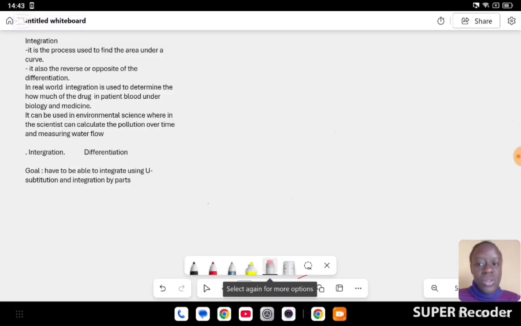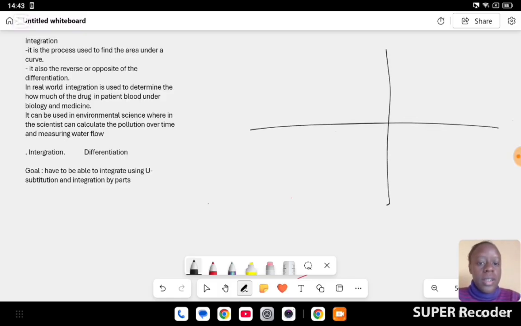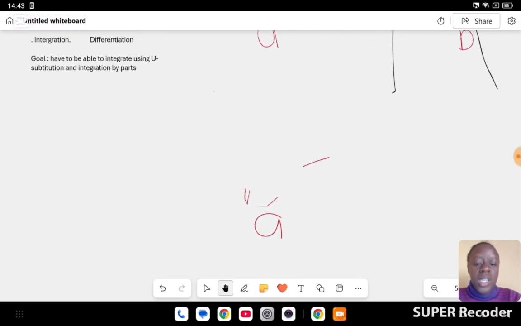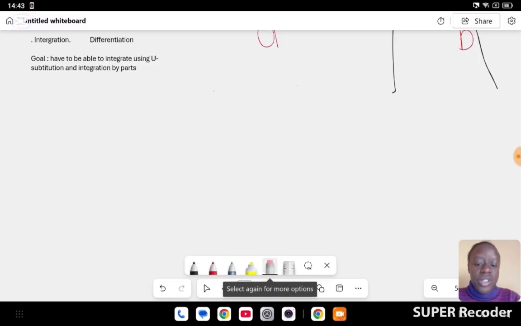Integration is the process used to find the area under a curve. By an area under a curve, I mean something of this nature, wherein you are to find the area under this curve, and here it will be A, here it will be B. In this fashion, you have to find the area wherein integration will lie.